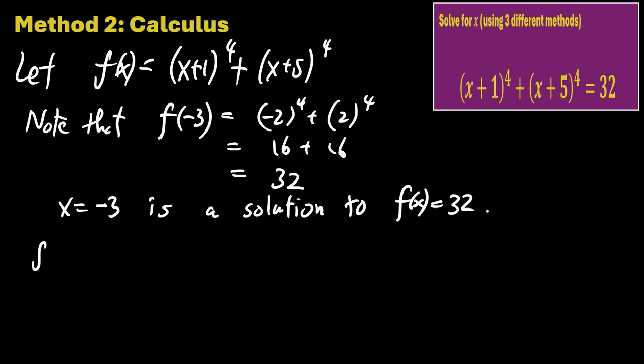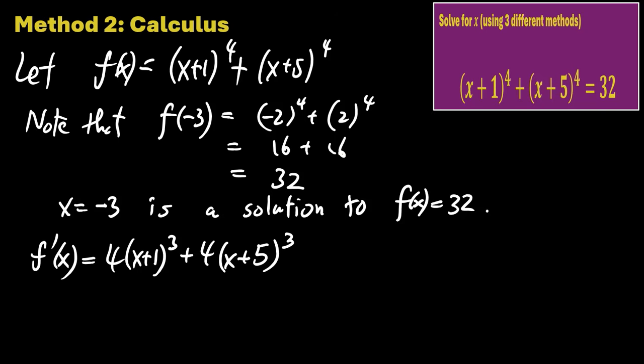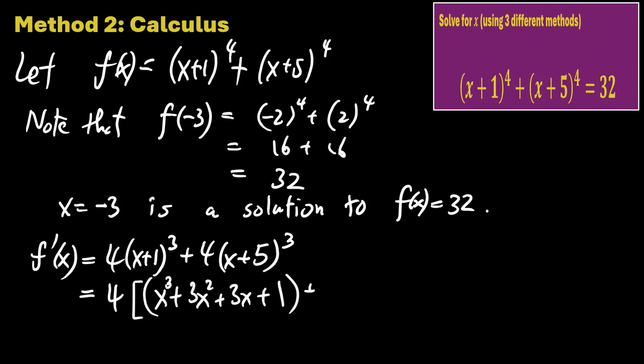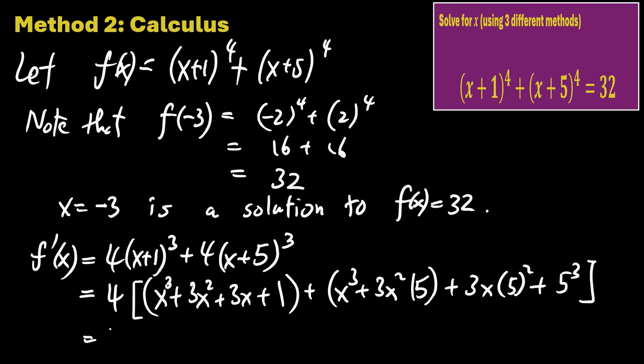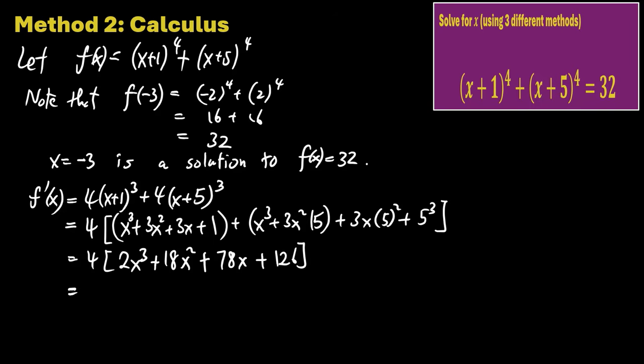Using the idea of calculus, we can find f'(x) equals 4(x+1)^3 plus 4(x+5)^3. When we expand this, it is x^3 plus 3x^2 plus 3x plus 1, and for the other one, x^3 plus 3x^2 times 5 plus 3x times 5 squared plus 5^3, which equals 2x^3 plus 18x^2 plus 78x plus 126. This can be written as 8x^3 plus 72x^2 plus 312x plus 504.